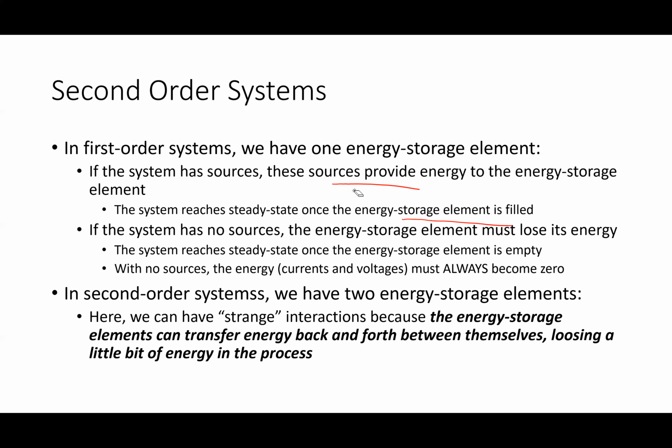If I have no sources, what's always the case in a first order circuit with no sources? What's the final value of all the voltages and currents? Always zero. Okay, always has to be zero. In a second order system, that's not the case. I can have a system that has no sources, but the two devices, the inductor and capacitor, could actually be exchanging energy back and forth without ever having any sources in the circuit. All right. So it's a little bit different in this particular case.